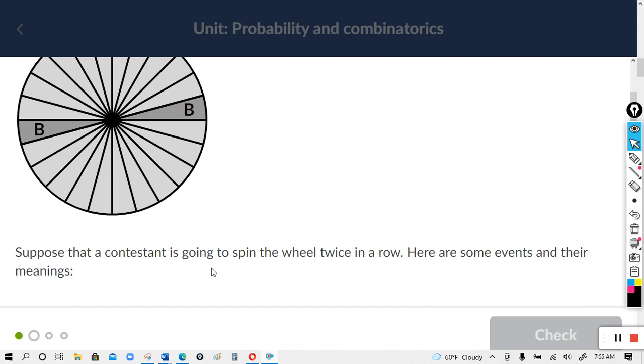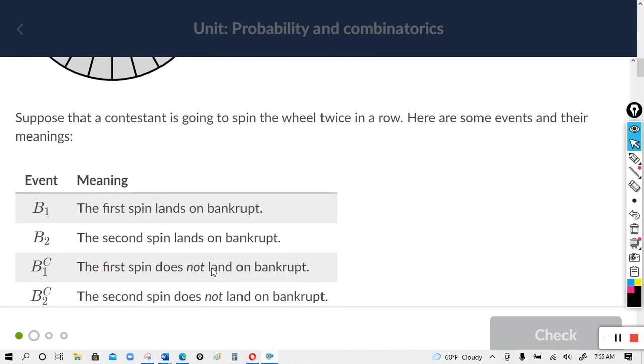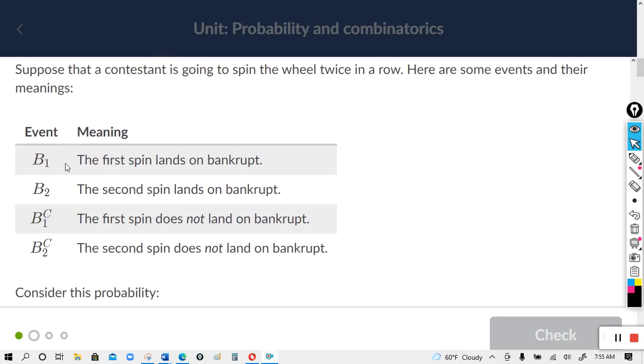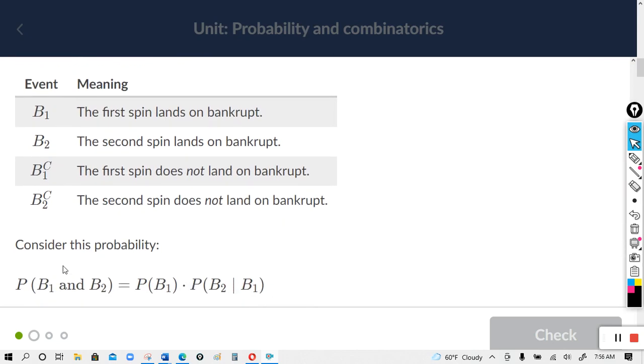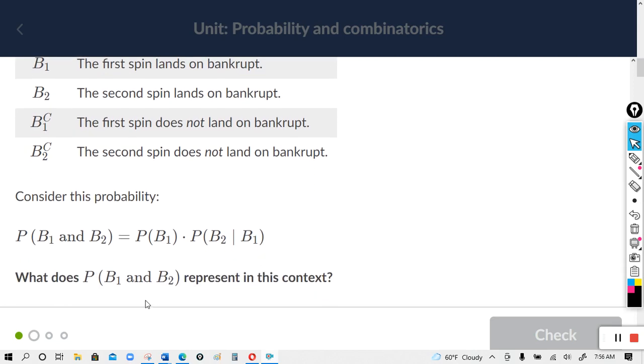Here are some events and their meanings. All right, so consider this probability. They're just giving you a formula here. What does probability of B1 and B2 represent in this context? I suggest you try to figure this out before you go to your multiple choices.